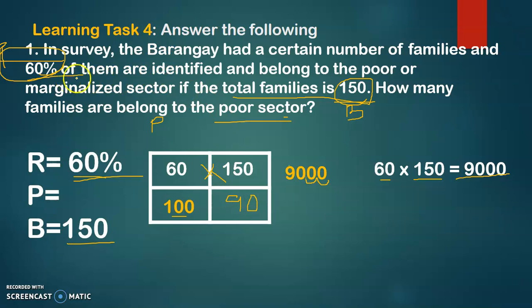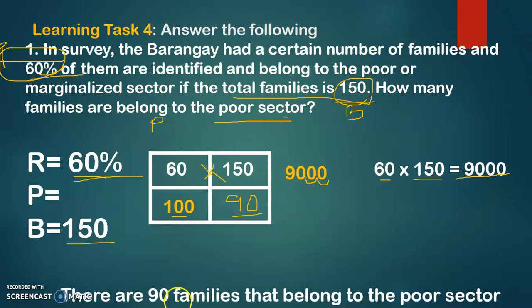Okay. So, 60% of them are identified and belong to the poor or marginalized sector. If the total families is 150, ilan daw ang 60% ng 150? That is 90. So, there are 90 families that belong to the poor sectors. And your percentage is 90. You want to be sure kung tama? Okay, multiply. 100 times 90, of course, that is 9,000. Equal ang product ng number sa taas at ng number sa baba. Ibig sabihin, your answer is correct.